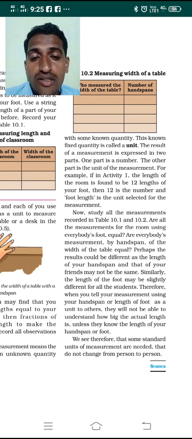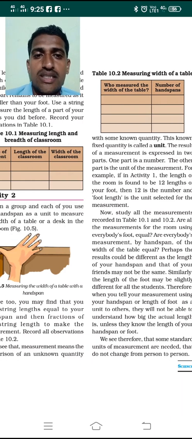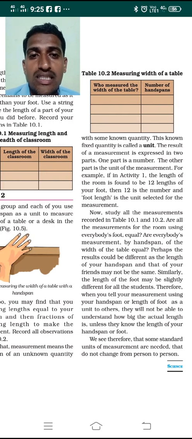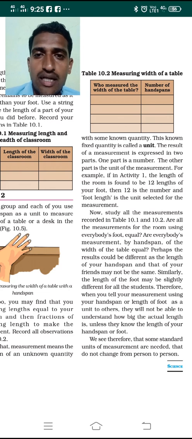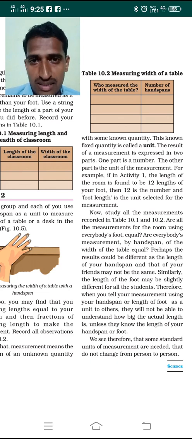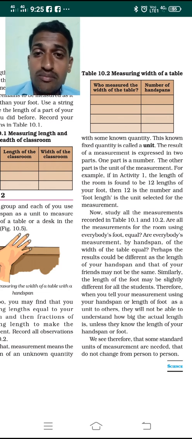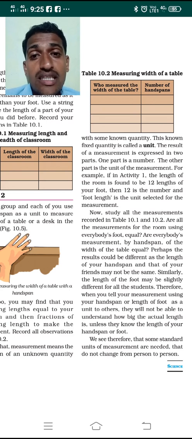So the result of measurement is expressed in two parts. The result of these measurements can be expressed in some units. See, look at the diagram here. Measurement of width of a table. See, who measured the width of the table? So write the name of your friends and the number of handspans. Your handspan may be 4 handspans for your desk, maybe your friends may be 6 handspans. Some of them only 3, some of them 7. So it's based on the length of your handspan. That's why this known, fixed quantity is known as a unit.